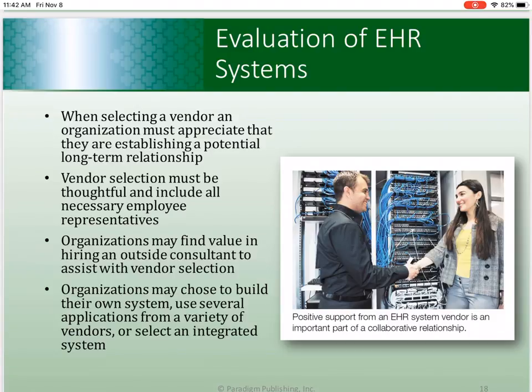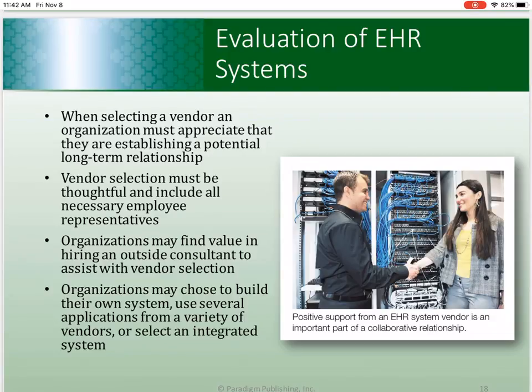All right, moving on to our evaluation of EHR systems. So once a facility decides to purchase an EHR system, the steering committee begins the vendor selection process. Vendor selection must be thoughtful and include all necessary employee representatives. These department representatives may include management, health information staff, administrative staff, clinical staff, healthcare providers, and information technology staff. Making such an important decision regarding the EHR system should involve representatives from the entire organization.